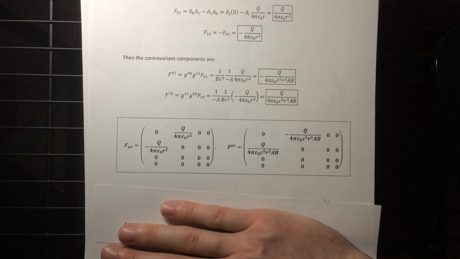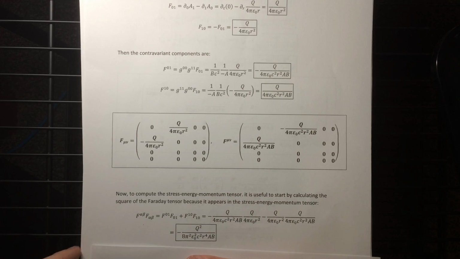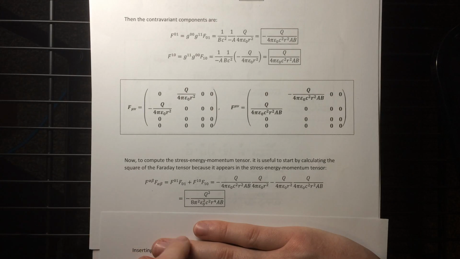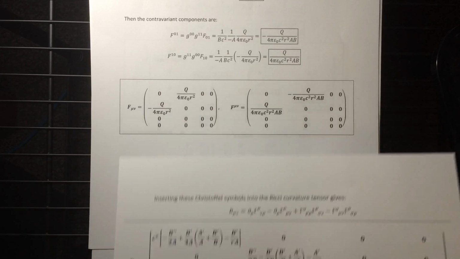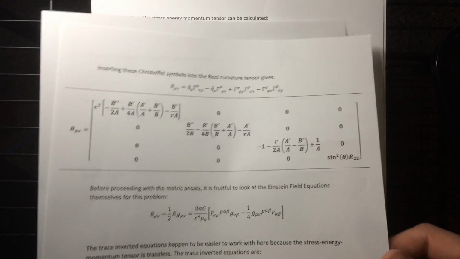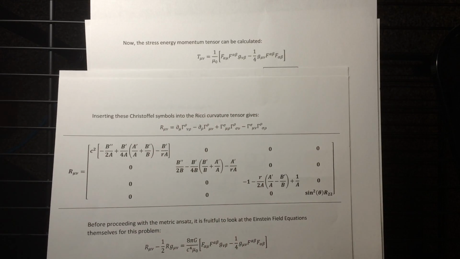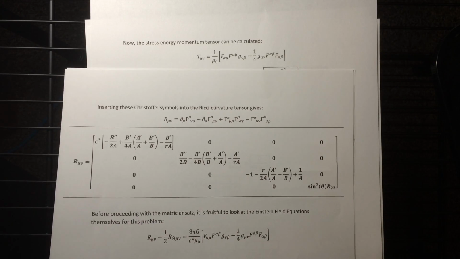now we need to compute the stress energy momentum tensor. It is useful to start by calculating the square of the Faraday tensor because it shows up in the stress energy tensor. So we just contract indices, ignore the 0 terms, and then plug in the values for the non-zero ones. We get that, and we simplify to get this. Okay, so then we can plug that along with the values of the Faraday tensor for the first term of the stress energy tensor to get it.